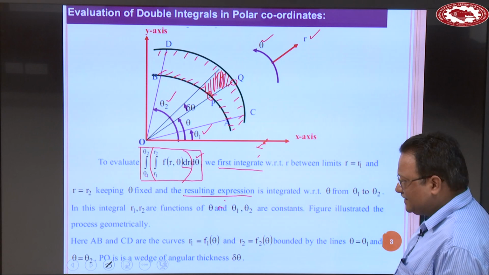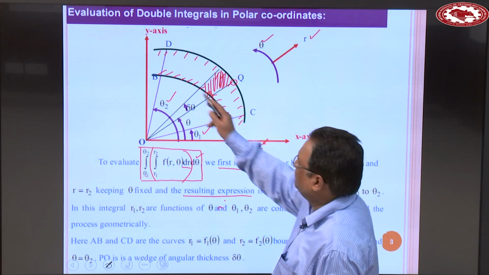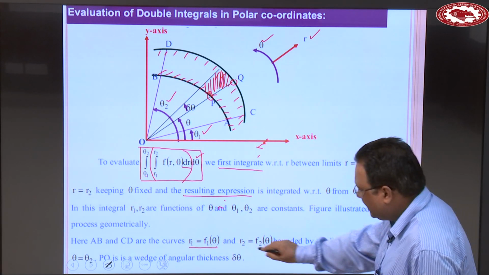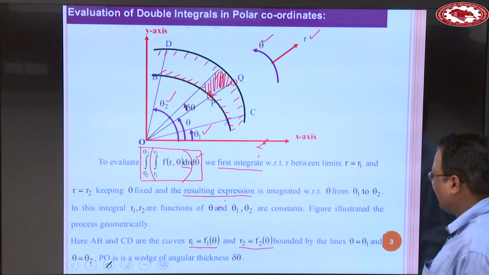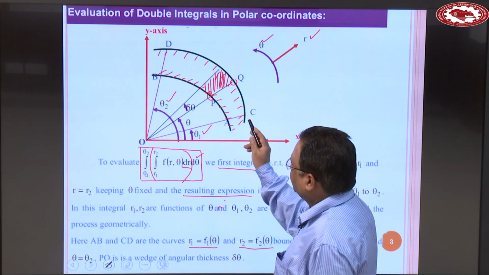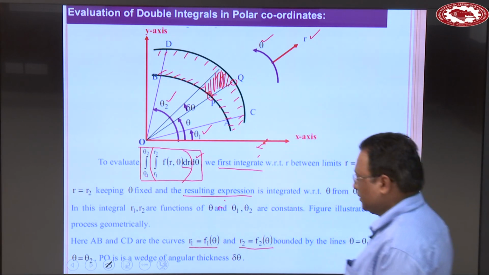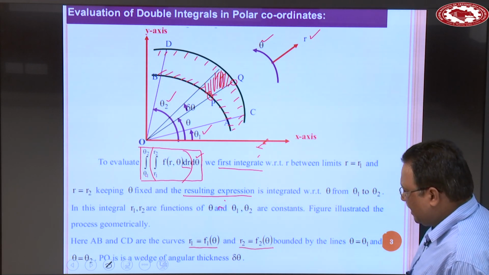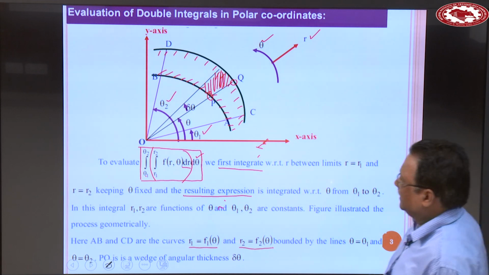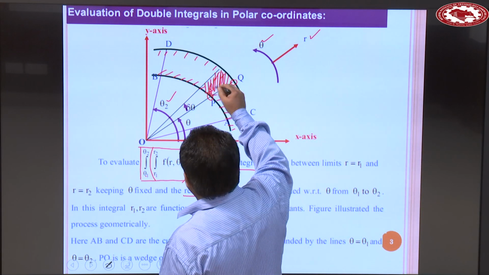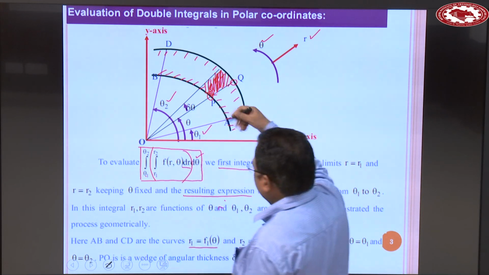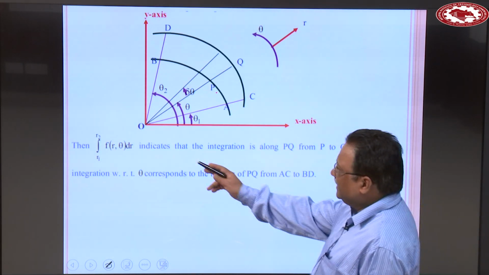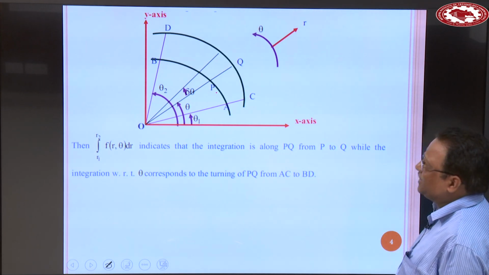So, here AB and CD are the curves, r1 equal to f1(theta) and r2 equal to f2(theta), bounded by the lines theta equal to theta 1 and theta equal to theta 2, and PQ is a wedge of angular thickness delta theta. So this PQ is this portion, whose thickness is delta theta. This integral indicates the integration is along PQ.